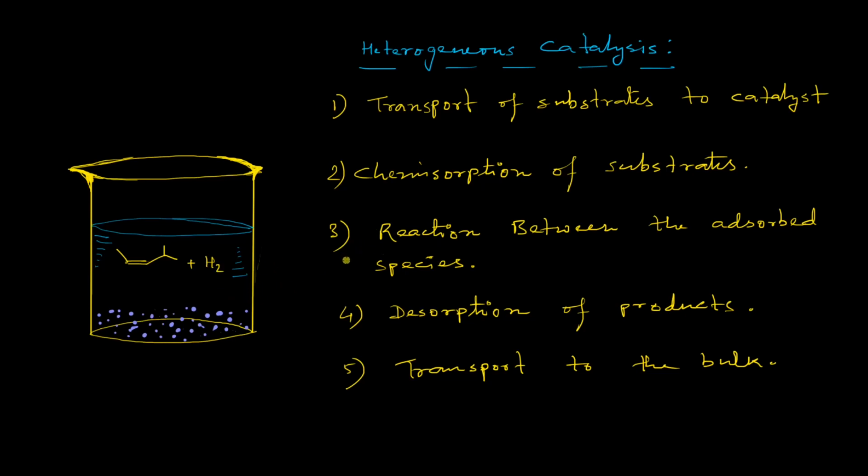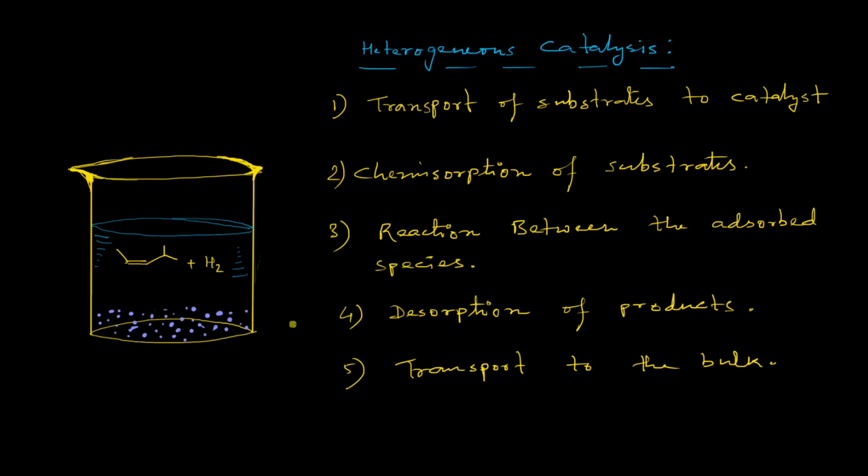In the third step, the reaction will occur between these adsorbed species. After the adsorption, these molecules will be converted into highly reactive forms. Hydrogen will no longer be a hydrogen molecule after adsorption; it will be converted into nascent hydrogen atoms, and the double bond will be highly activated after the adsorption of the alkene molecule, and that's why a rapid reaction will take place between them. In the fourth step, the desorption of the product molecule will take place.